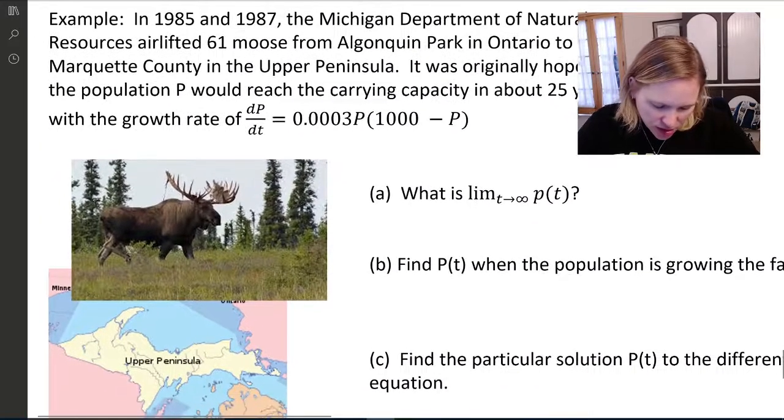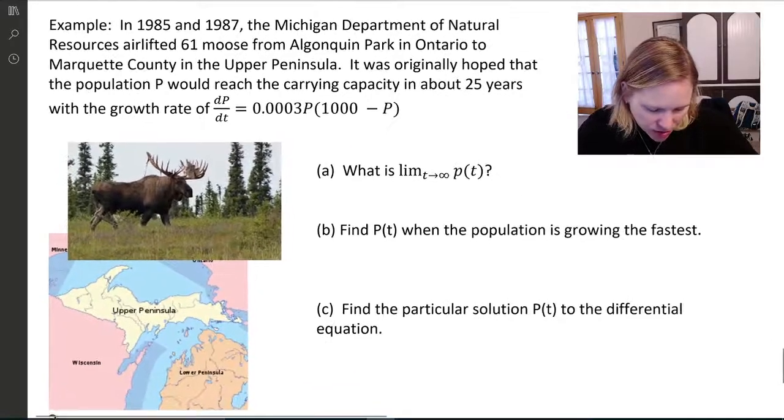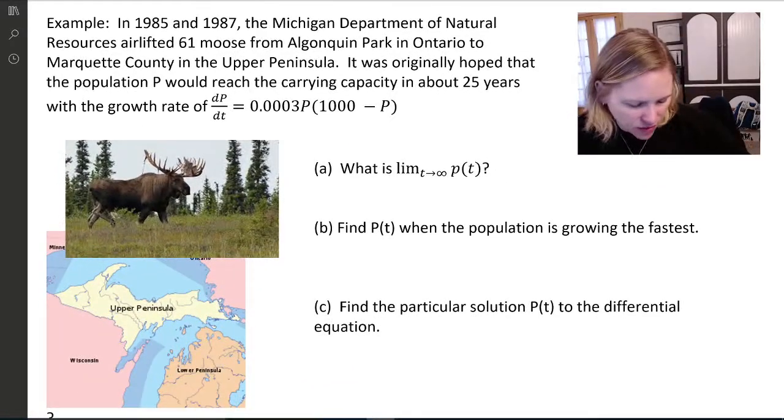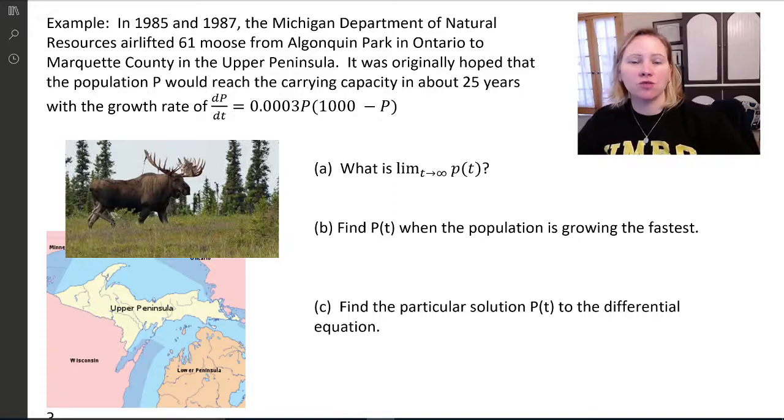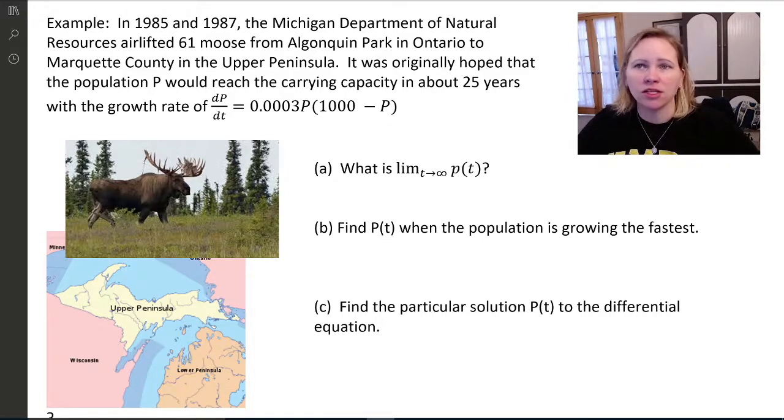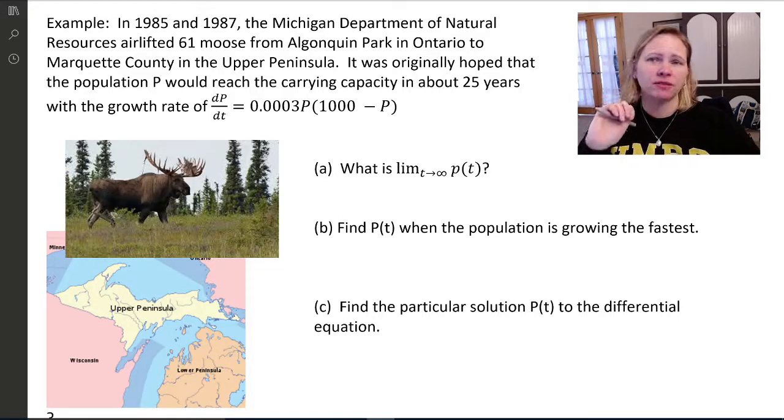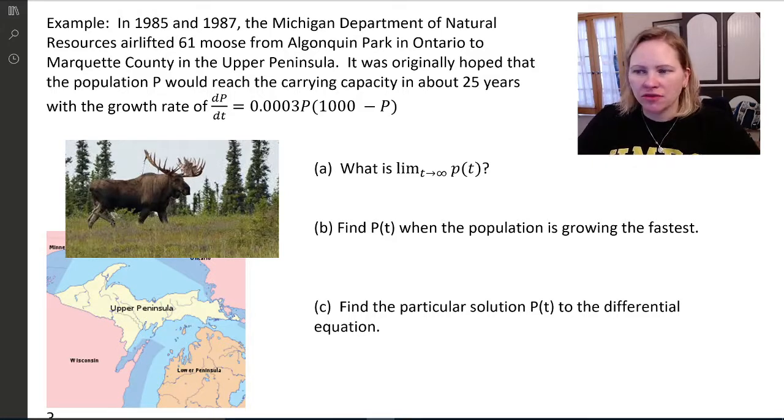So last example here. In 1985 and 1987, the Michigan Department of Natural Resources airlifted 61 moose from Algonquin Park in Ontario to Marquette County in the Upper Peninsula. It was originally hoped that the population would reach the carrying capacity in about 25 years. That's neither here nor there. And the growth rate is given by this equation. Please pay attention to the quantity of zeros here and don't lose zeros.